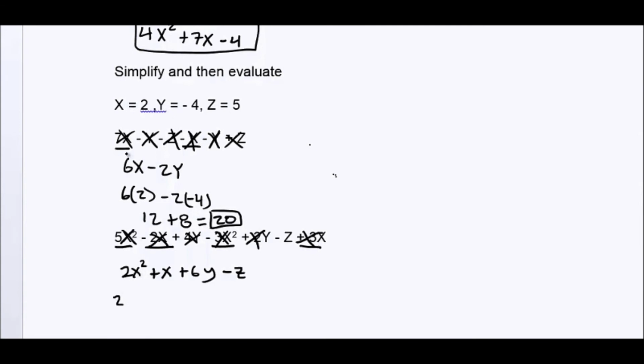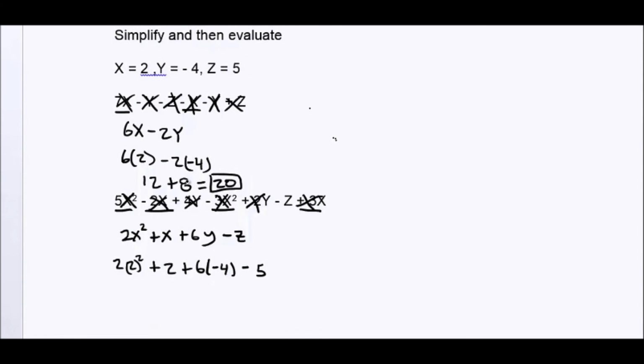So 2, and then instead of x squared, it's going to be 2 squared plus x, which is 2, plus 6 times y, which is a negative 4, minus z, and z's negative, or 5. But it's minus z, so it's minus 5. Okay, so we're going to do the exponent first. Remember your order of operations. It's please excuse my dear Aunt Sally, or you could say PEMDAS. You do your parentheses and your exponents, then multiplication, division, and then addition, subtraction. So we're going to do the exponents first before we do multiplication.